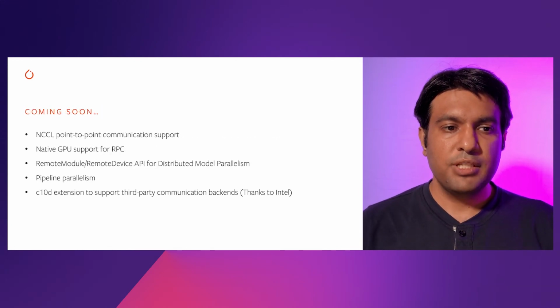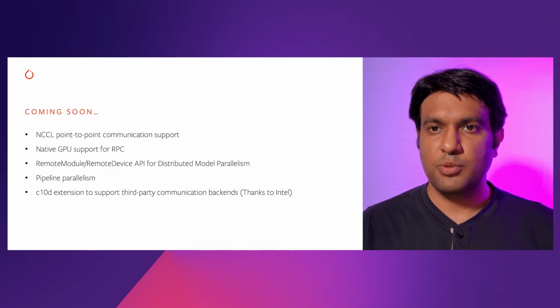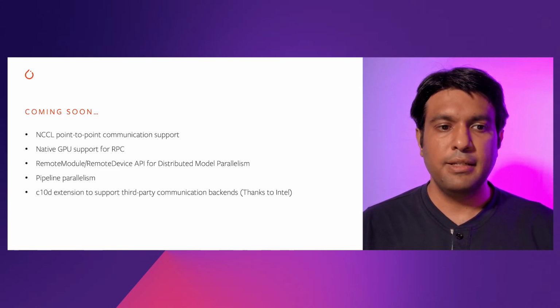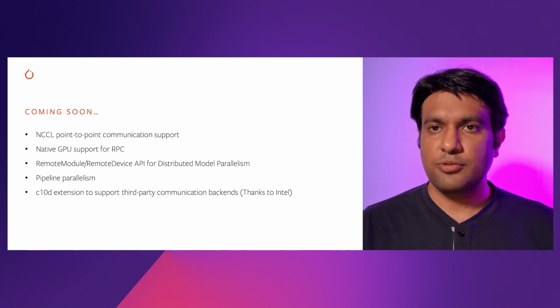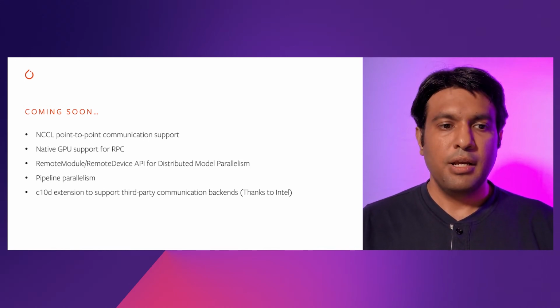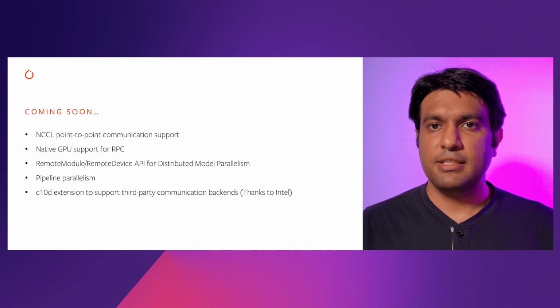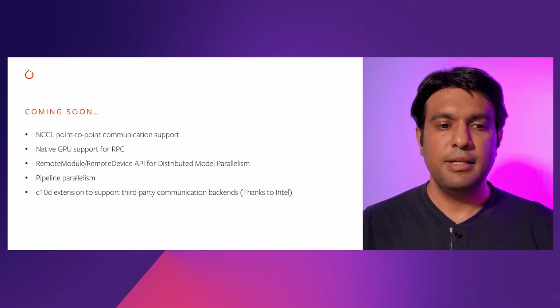So now what's coming soon in PyTorch Distributed? This is probably in the short term, maybe PyTorch 1.8 or PyTorch 1.9. We're adding point-to-point communication support in process group and C10D. This is built upon Nickel's point-to-point send and receive support. We're adding native GPU support for the RPC framework, so you can send and receive GPU tensors over RPC seamlessly.